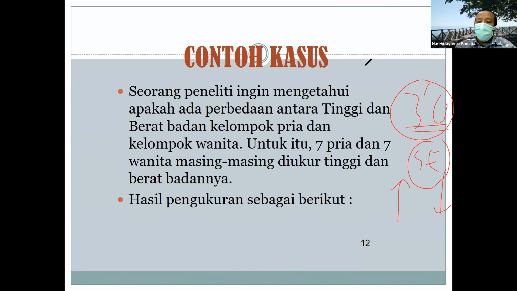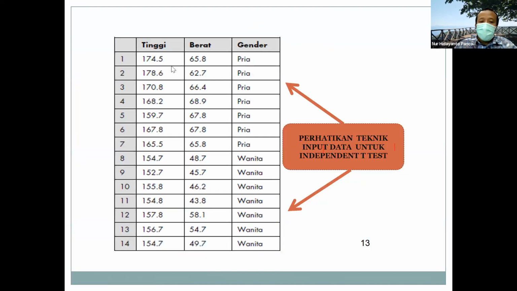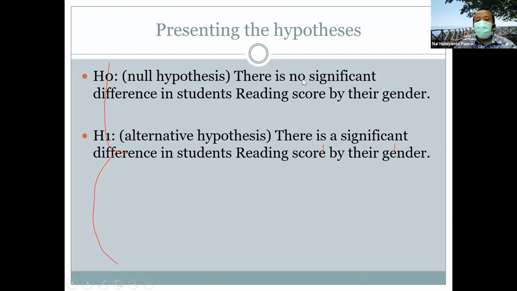So let's have a look at this example. Pretend that this is not 7 but 71 male and 71 female students. Okay. And then we compare the mean from these two groups.